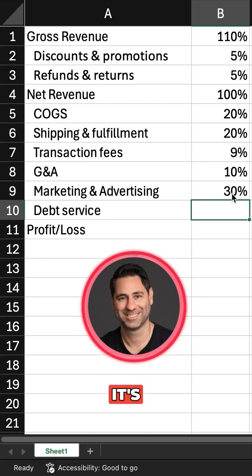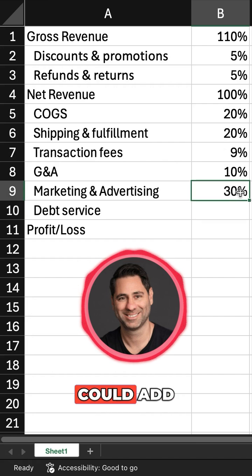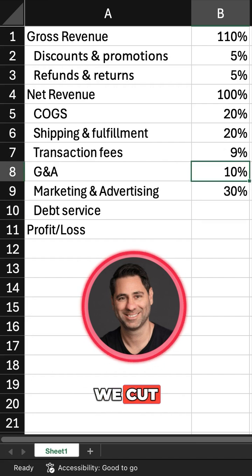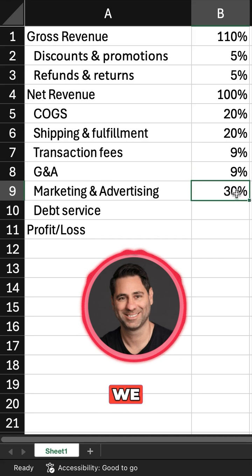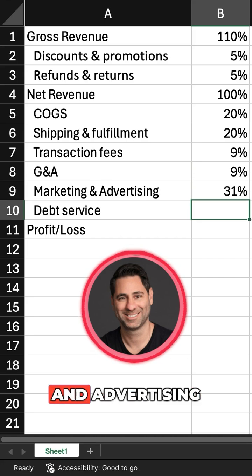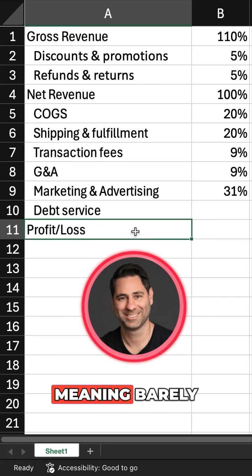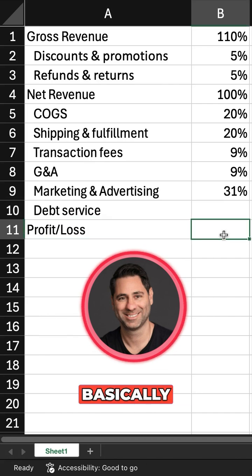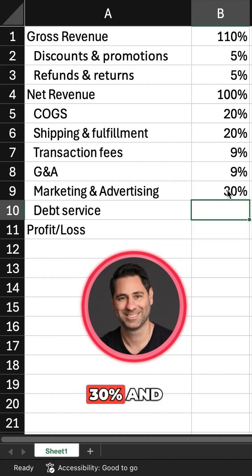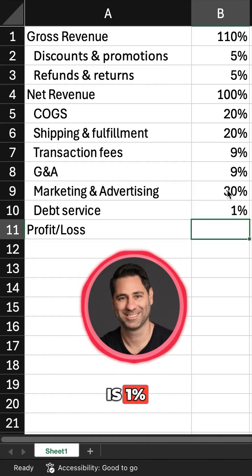By the way, it's obvious to say, but still relevant, that for every percentage point that you can cut on any of this, let's say that we cut 1% here in G&A, we could add it to the marketing and advertising, assuming, of course, that we are at zero, meaning barely profitable or breaking even, basically. So let's say that marketing and advertising is 30% and debt service is 1%.